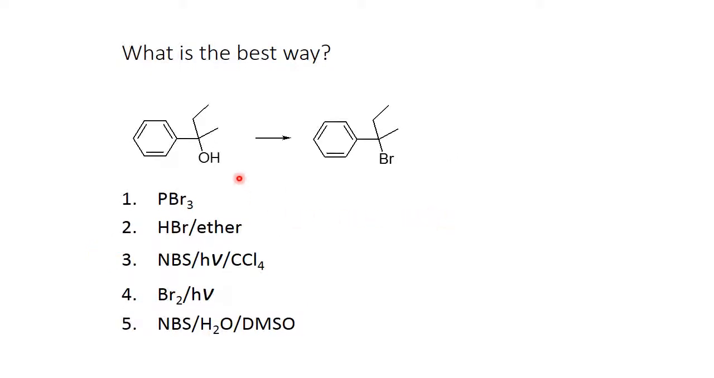What is the best way to convert this alcohol to this bromide? Okay, if I look at all these reagents, these are all for doing bromination. And if I look at this, I see I can either use hydrobromic acid or I can use phosphorus tribromide. Hydrogen bromide is what we use for a tertiary alcohol. Phosphorus tribromide is used for a secondary or a primary alcohol. I look at my alcohol and I see it's tertiary, so then I know this is the correct answer.